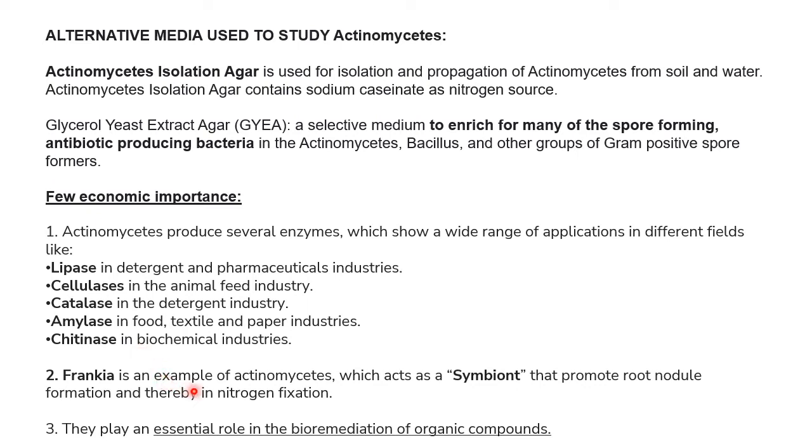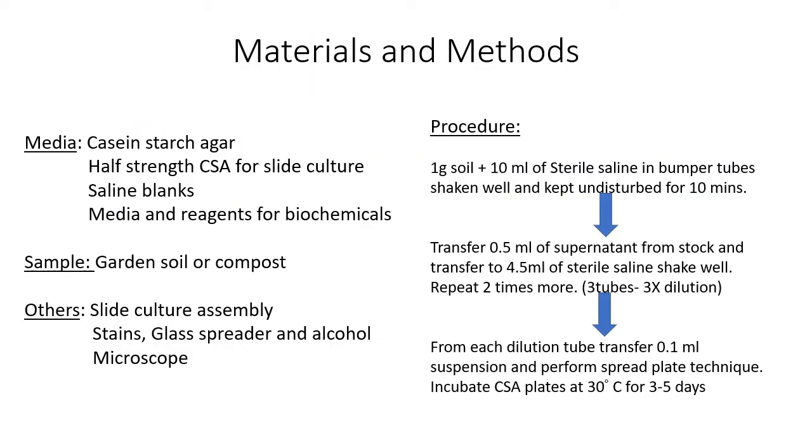Okay, then Frankia is an example of actinomycetes which acts as a symbiont that promotes root nodule formation and thereby nitrogen fixation. And many examples of actinomycetes play an essential role in bioremediation of organic compounds. Okay, so to just cover this point of economic importance, I have mentioned these, but in another video on actinomycetes, different examples of actinomycetes which have economic importance are explained and mentioned. Okay, so watch that video.